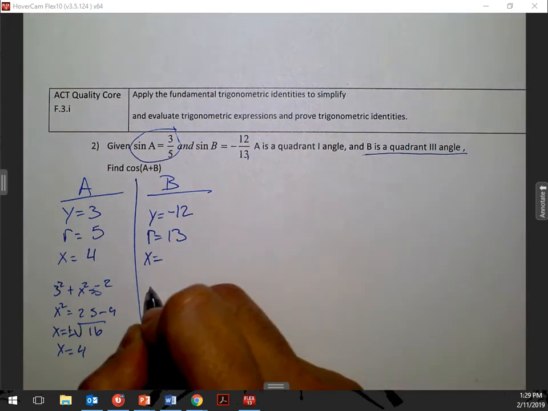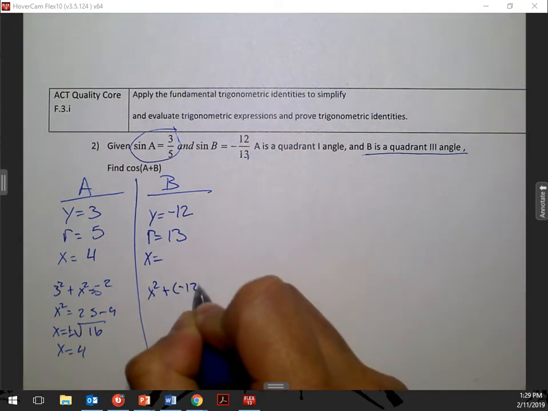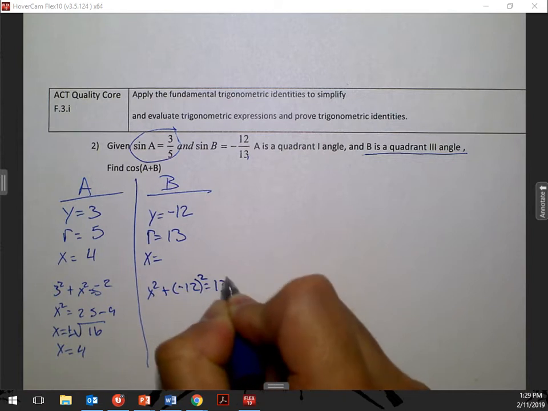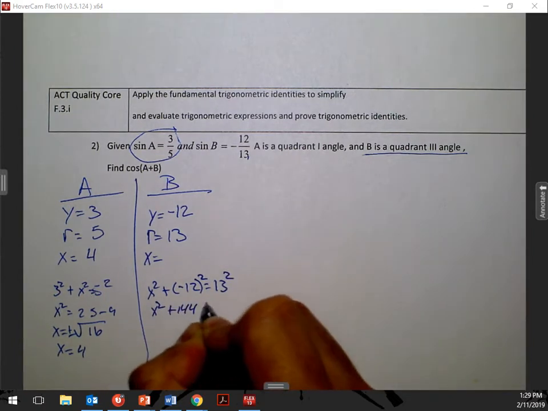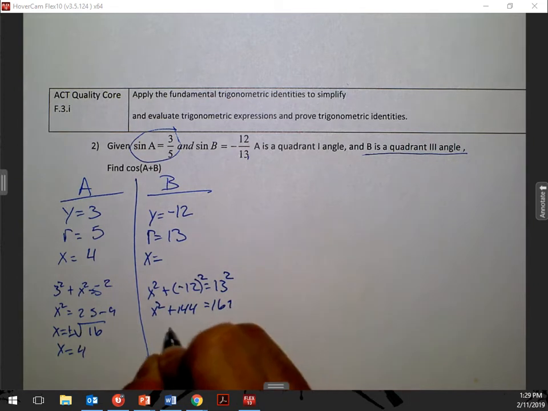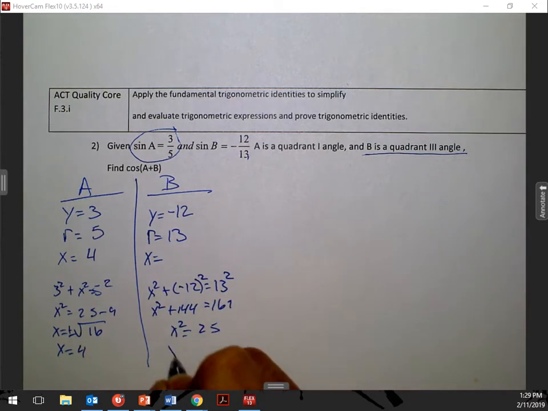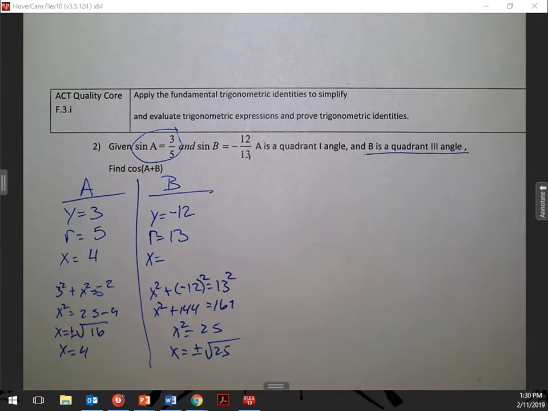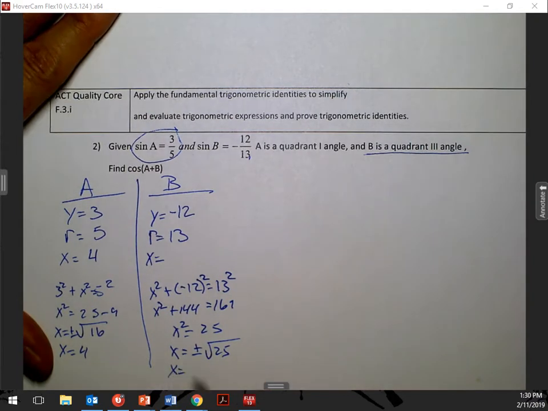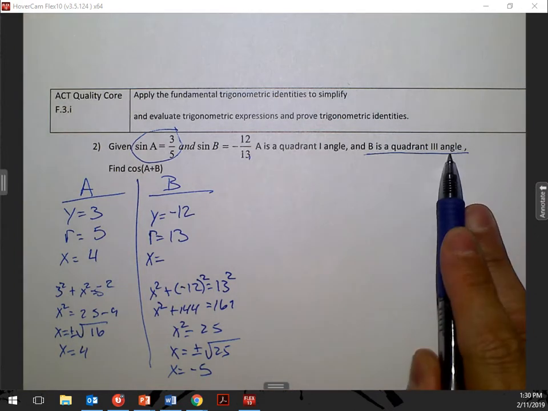So let's go ahead. It's going to be x squared plus negative 12 squared equals 13 squared. X squared plus 144 equals 169. X squared equals 25. X equals plus or minus square root of 25. So X is a negative 5 because it's in quadrant 3.